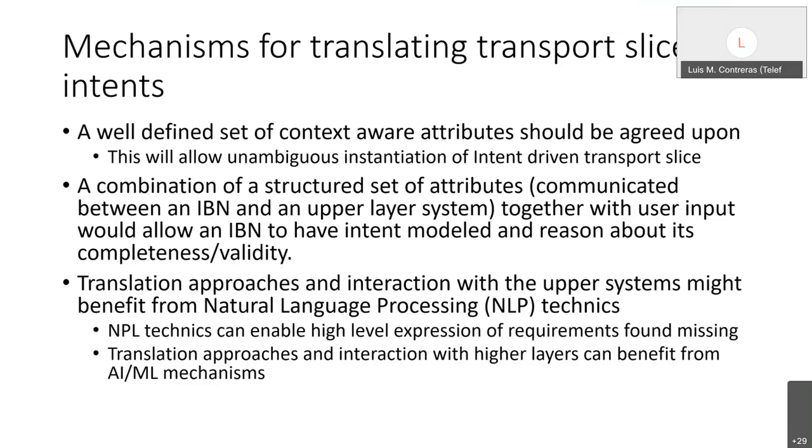With these context-aware attributes, there will be an unambiguous way of initiating the transport slice through these intent-driven mechanisms. And these attributes will be basically a combination of a structured set of attributes that somehow could be communicated between an intent-based system and the underlying system, such as 3GPP in the example of GSMA, but could be other examples, other use cases, together with user input attributes, in such a way that we can complete all the intent for the transport slice, and the intent-based system could check completeness and validity of the request and so on.